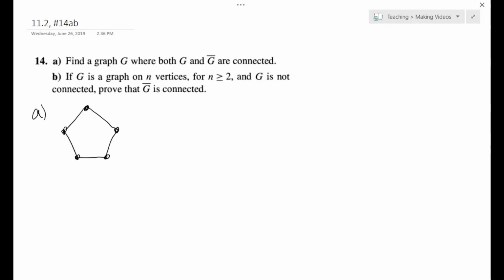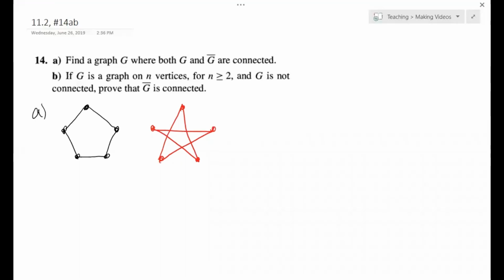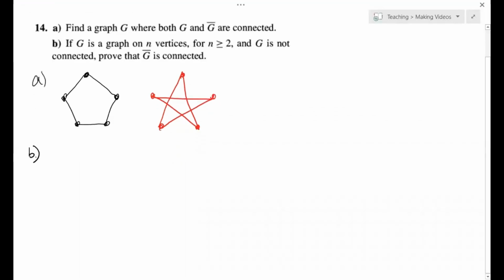Okay, if you take that graph and get the complement, so maybe what I'll do is I'll draw that with red. You get that, which is certainly connected. And that's all I needed, that both G and G complement be connected. Great. That's part A. Part B.